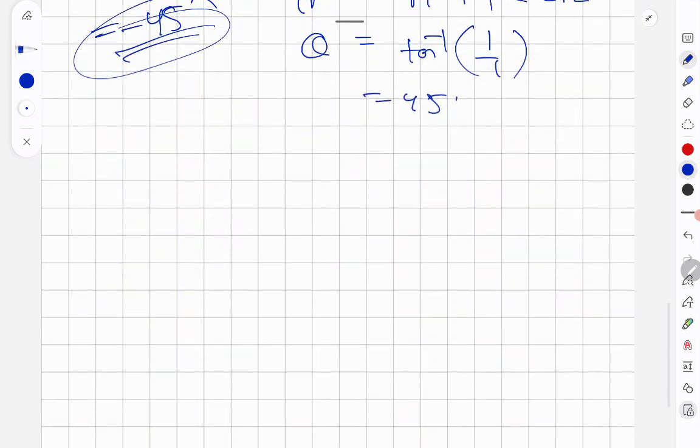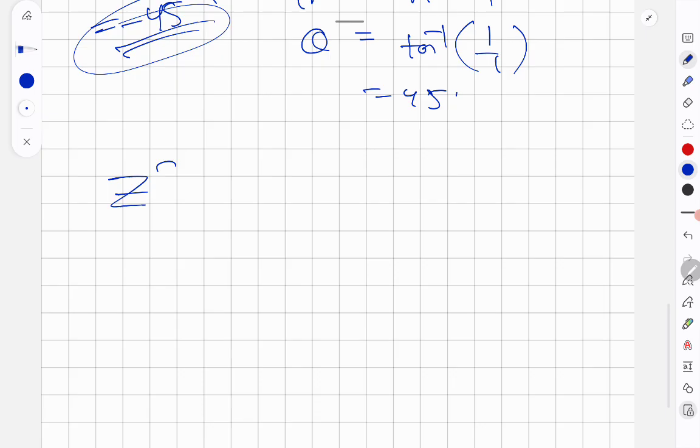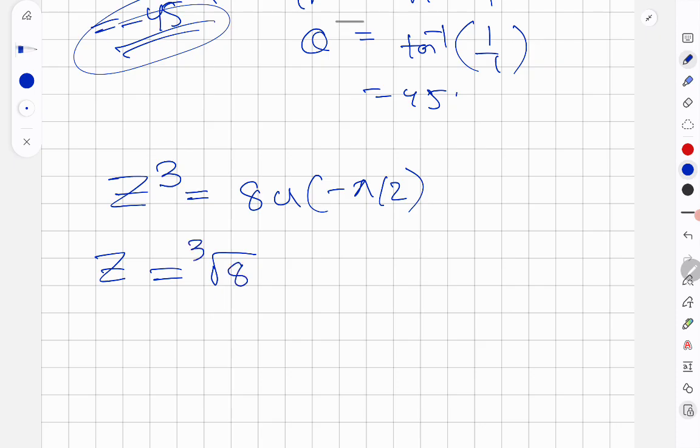But if you see here, now our question is z cubed equals 8e^(i(minus pi by 2)). Now we need z. What to do here? That's the question. Now we can apply our De Moivre's theorem. So if you apply De Moivre's theorem, your z will be 8 root 3.